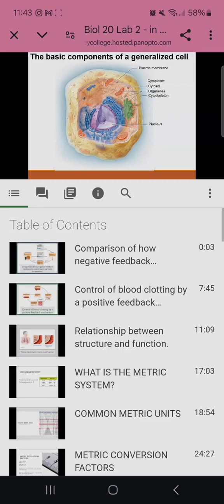Eukaryotic cells have a nucleus. Examples of eukaryotic cells are human beings. Animals are made up of eukaryotic cells. Plants are eukaryotes, right? And examples of prokaryotes, for example, we have unicellular prokaryotes, such as bacteria. Bacteria are made up of only one cell. One cell makes up the whole bacteria, right? And it doesn't have a nucleus.